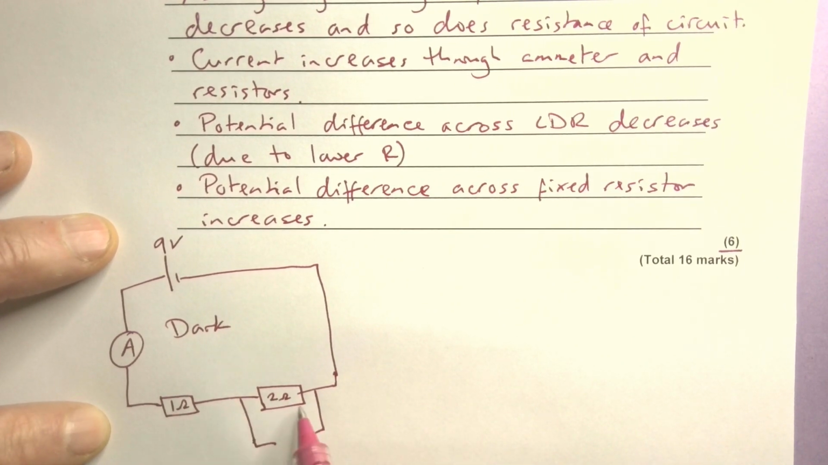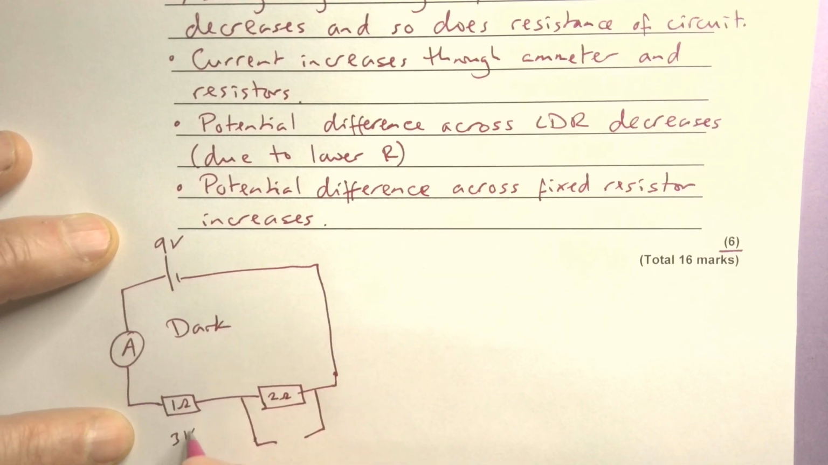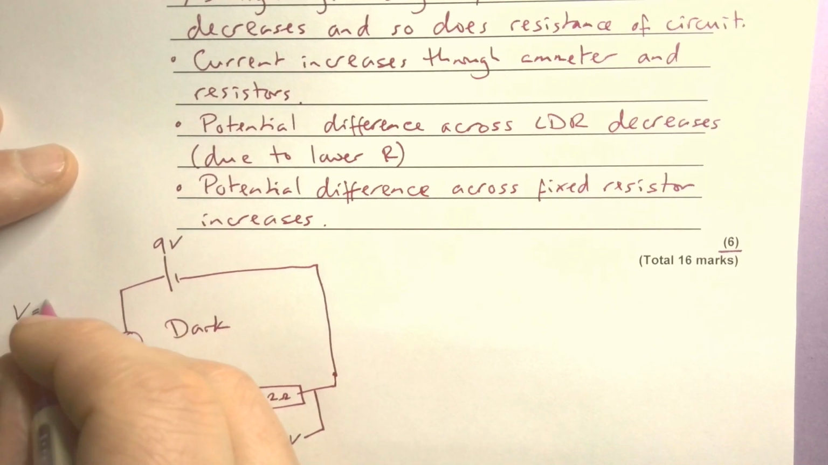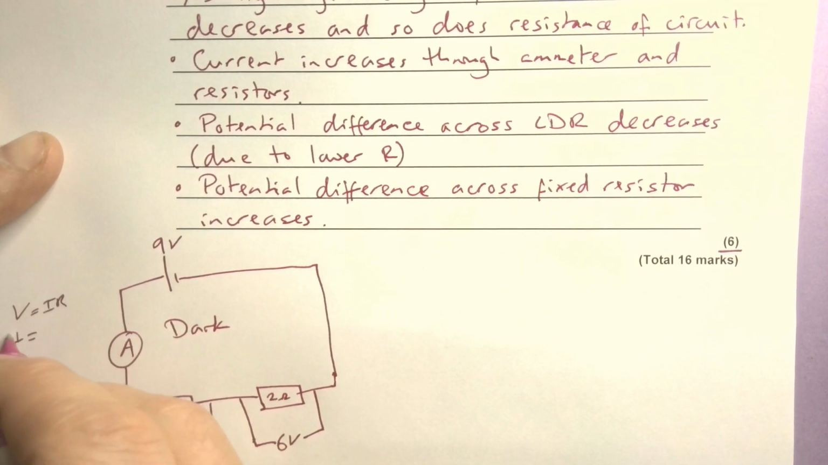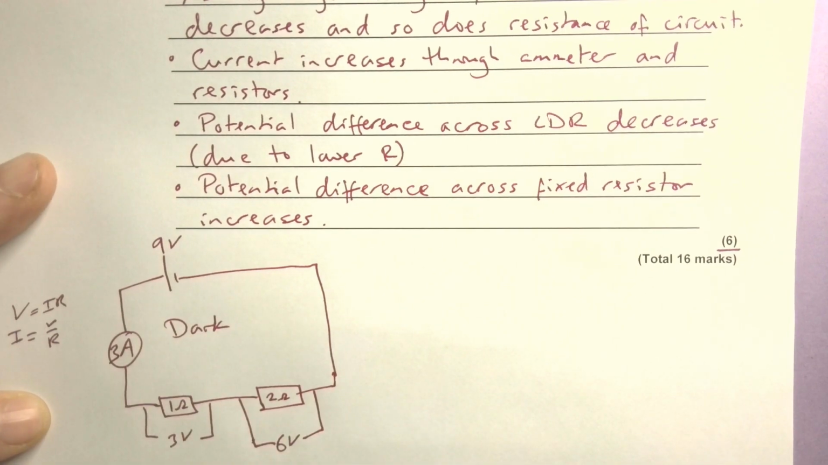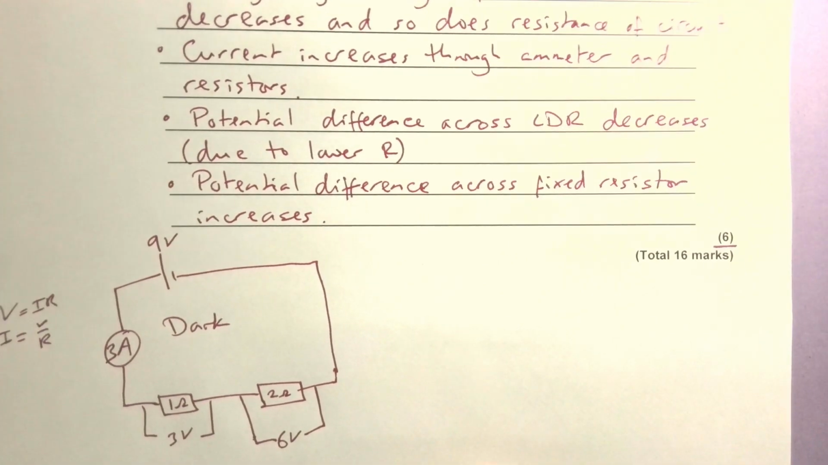will be 9 volts across here. Well, this will be 3 volts and this would be 6 volts, okay, in total. And if you wanted to work out the current here, you could as well. You could say, right, well, I know that V is equal to IR, which means I is equal to V divided by R. So it's 3 amps in total there when it's dark.